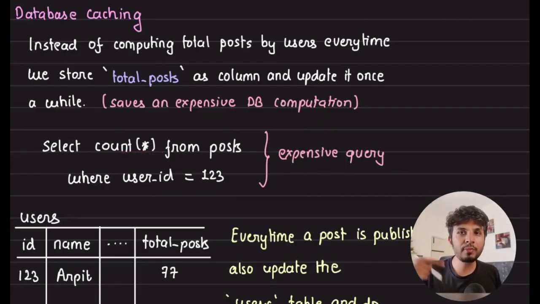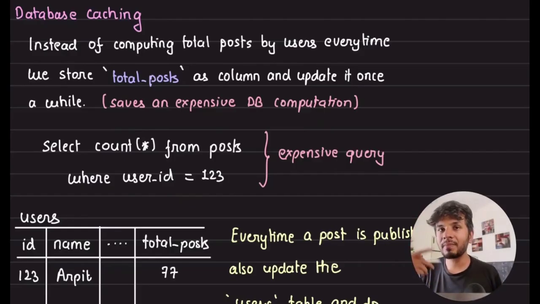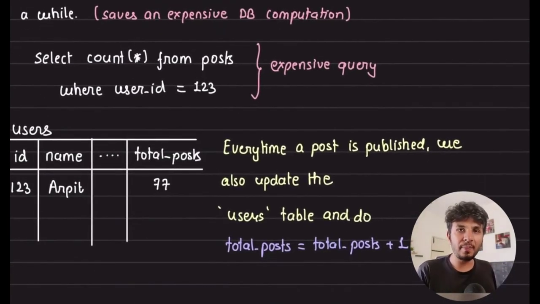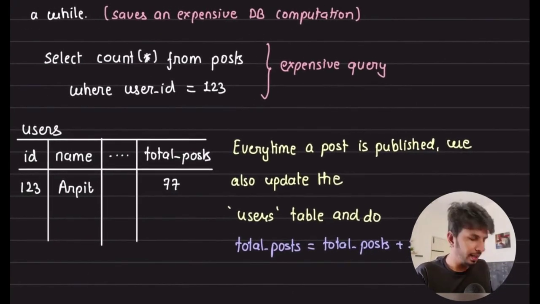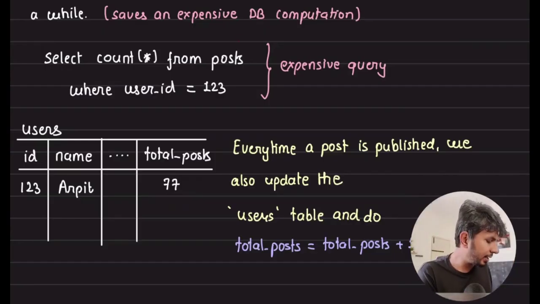Now counting the number of posts made by a particular user every time is an expensive query. So what I can do to speed things up is, in my users table itself, where I'm storing ID, name, and other fields, I can create a column called total post. In total post, I'm storing the actual count of the posts. This is caching. I'm saving an expensive computation of my database by storing it in a pre-computed way.